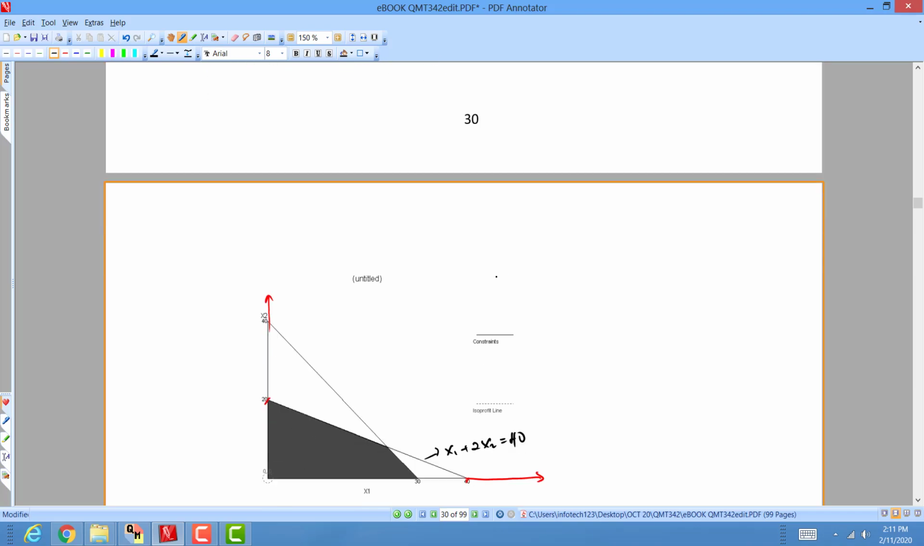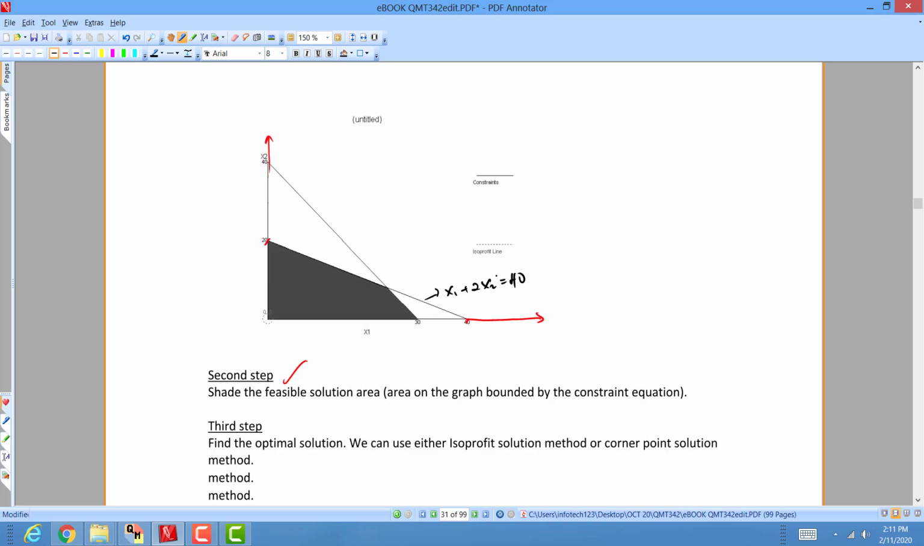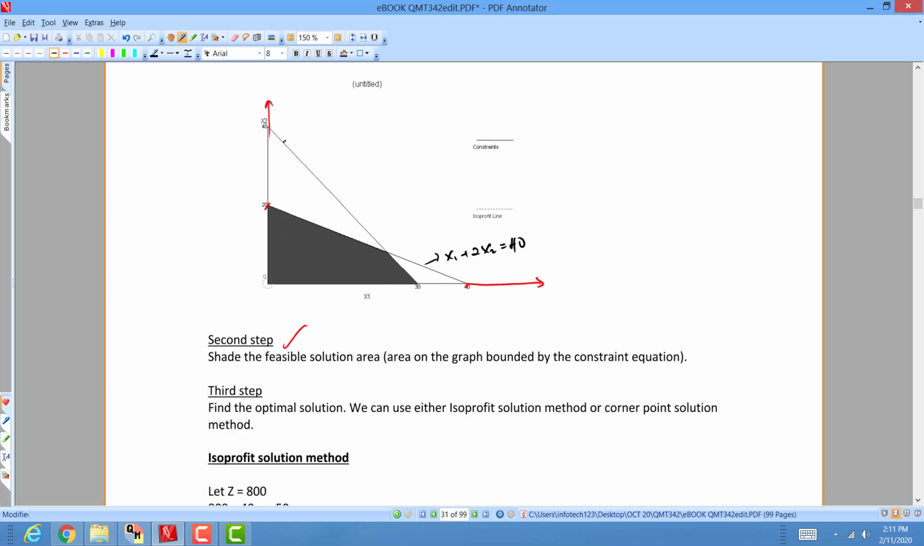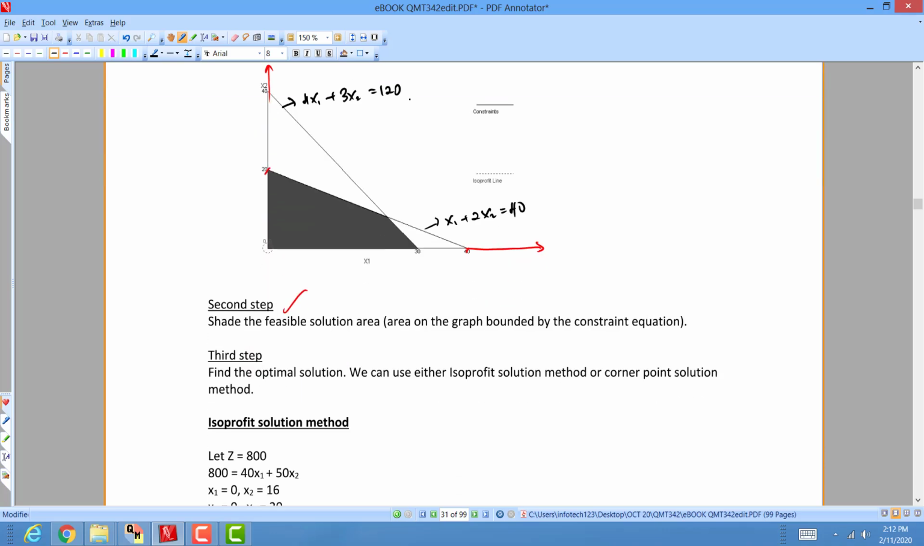4x1 plus 3x2 equal to 120. Okay, next, our non-negativity constraint, x1 more than or equal to 0 and x2 more than or equal to 0.